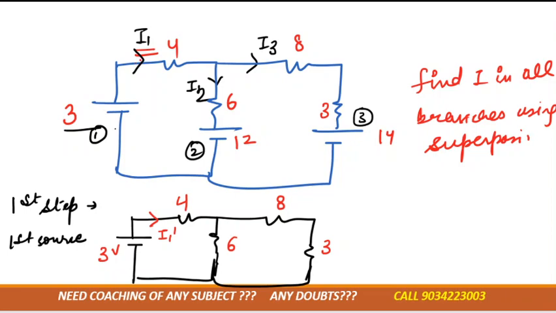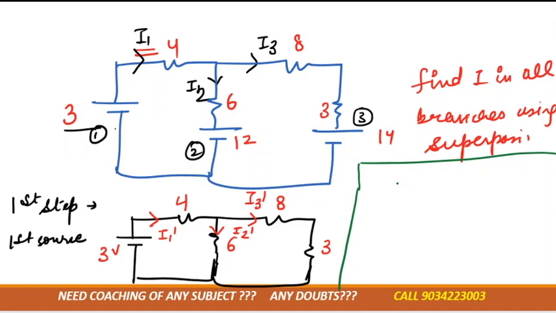I have taken I1 from left to right in the main diagram. Here also I1 dash will be from left to right. I2 will be I2 dash and I3 will be I3 dash. As you can see, I have taken the same direction as the main diagram. You can take it opposite also, it doesn't matter, but we have to make some changes that I'll tell you later.